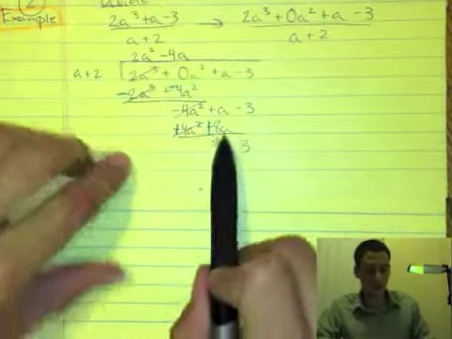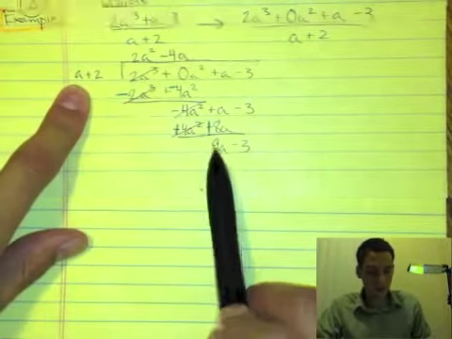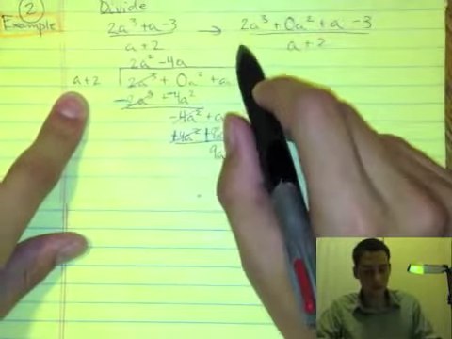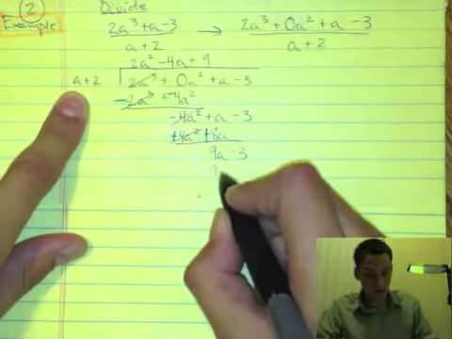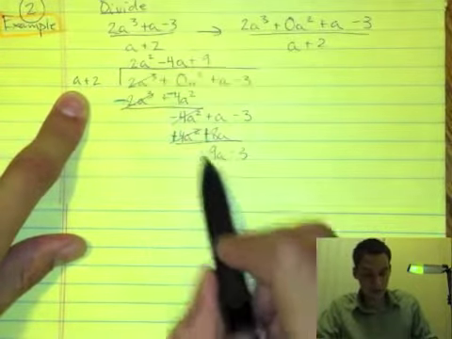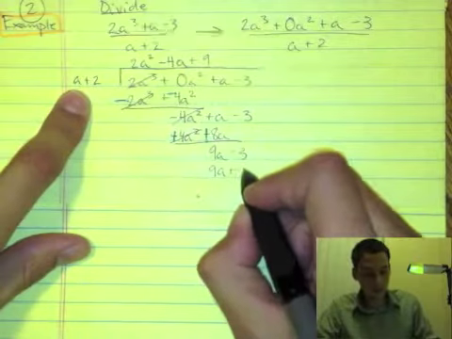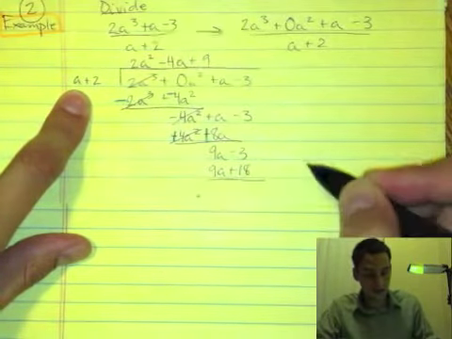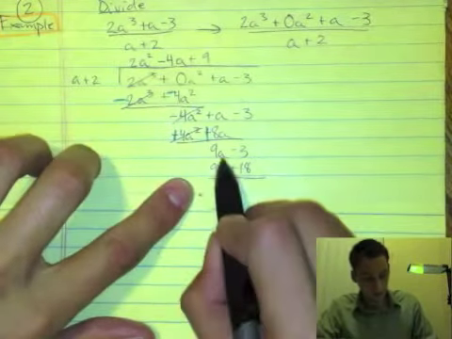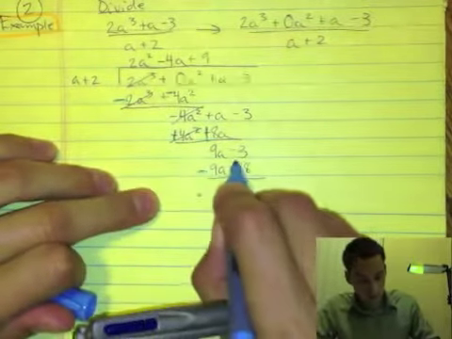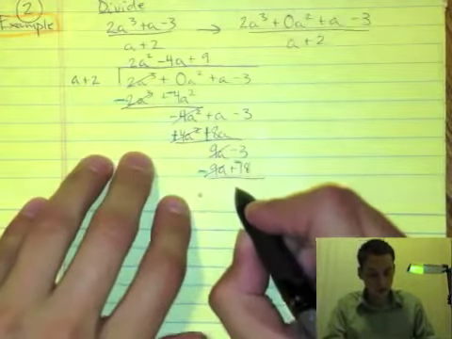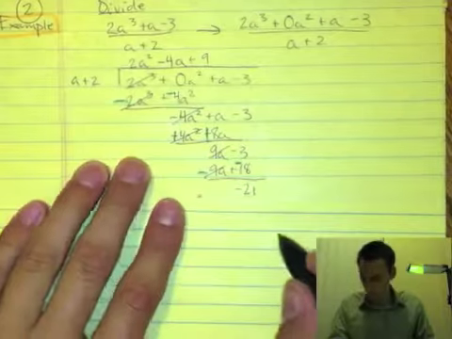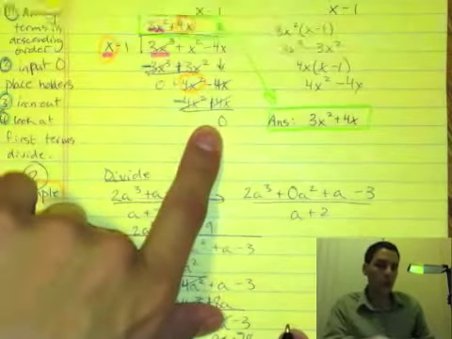And then one more time. What times a will give me 9a? 9. So plus 9, it's got to be positive. That gives me 9 times a is 9a. 9 times positive 2 is positive 18. Subtract again. And that means changing the sign. So these go away. And this is, I think, negative 21.